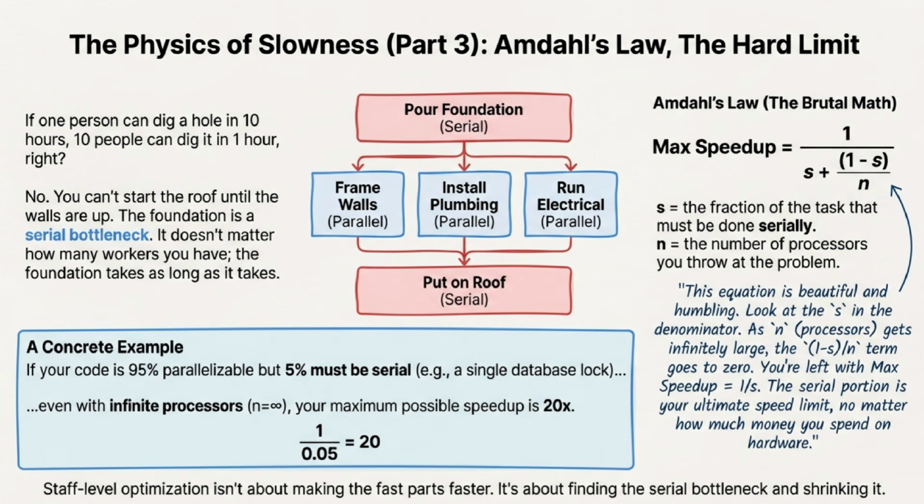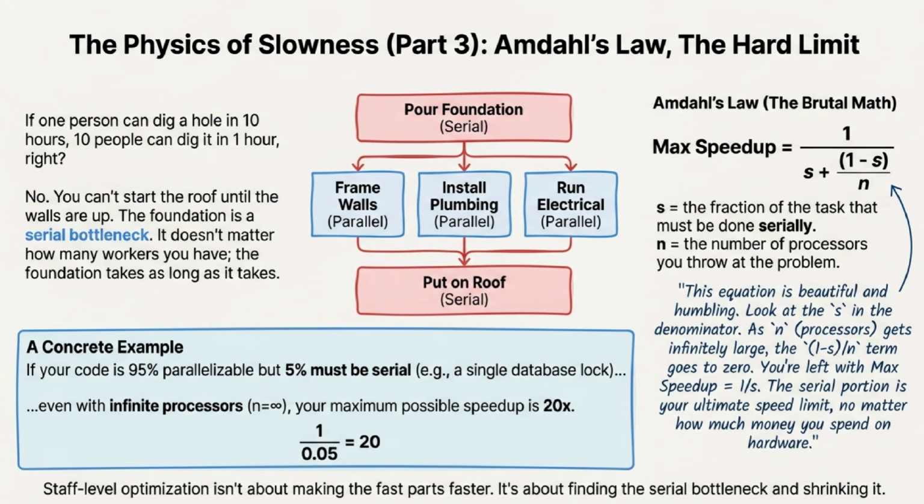Even if you give that code infinite processors, the maximum speedup you can ever achieve is 20x. You could throw a $1 million supercomputer at it, and it wouldn't go 21x faster. You have hit the physical wall of the serial fraction. This is why staff-level optimization isn't about making the fast parts faster. It's about finding the serial bottleneck and shrinking it.